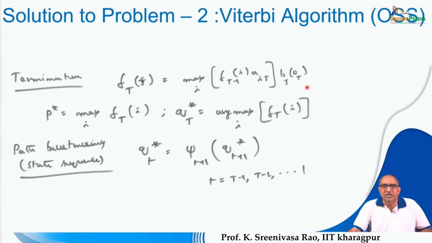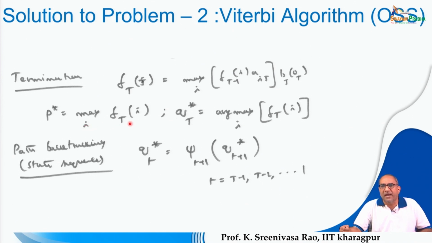And once you reach this, likewise here you see delta t of j, where j equals 1 to N, N states. So, delta t of 1, delta t of 2, likewise delta t of capital N you can compute. Out of that, whatever the maximum of delta t of i, that is the final state of the optimal state sequence. So, from that you can find out the maximum delta t of i.